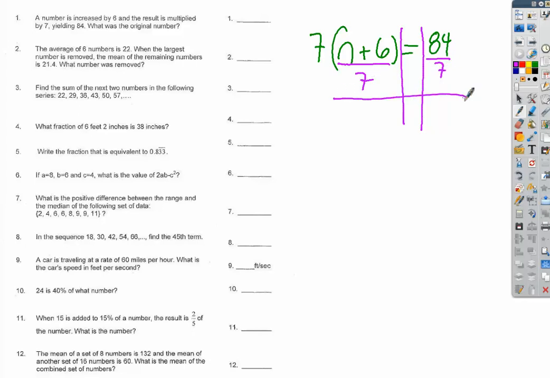And so we get n plus 6 is equal to 12. So what's the opposite of adding 6 to n? Subtracting 6 from n. So what you do to one side, you do to the other. So you get n is equal to 6.